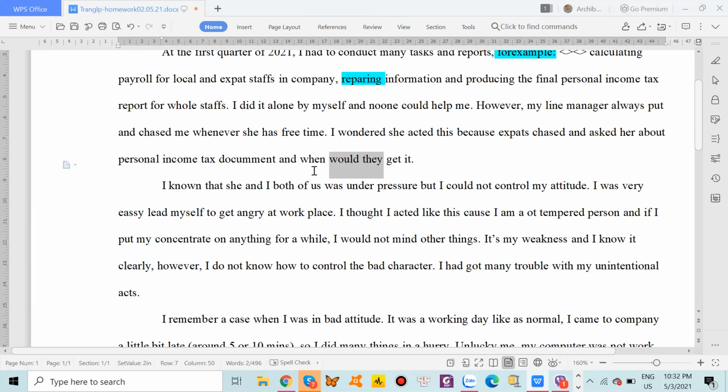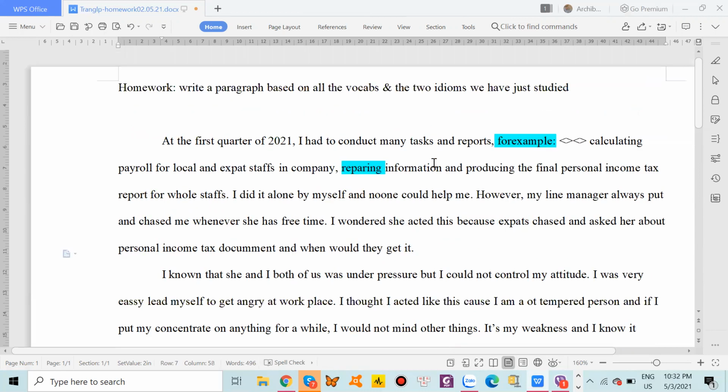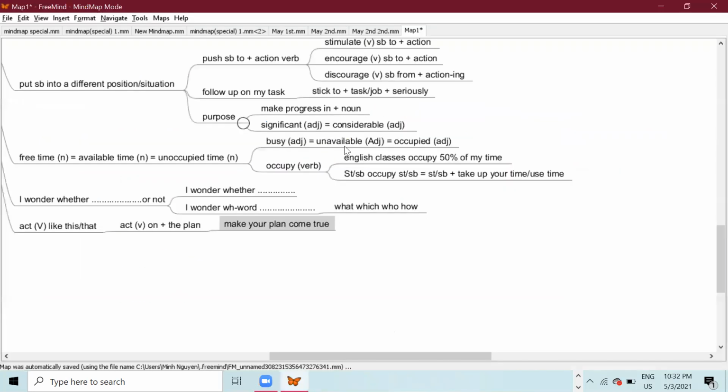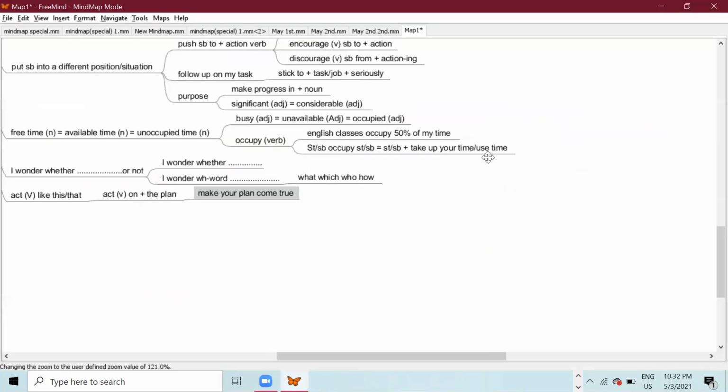So here, if you use when in the middle of a sentence, don't use would they, do they. Try to put would, do, does after the subject. So here we have like when they would get it. So this is okay. Looking back at this first paragraph, this is the knowledge of this paragraph.